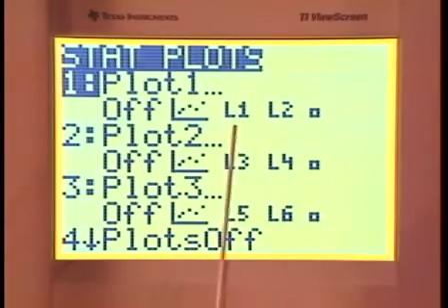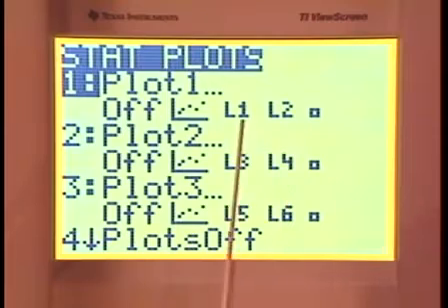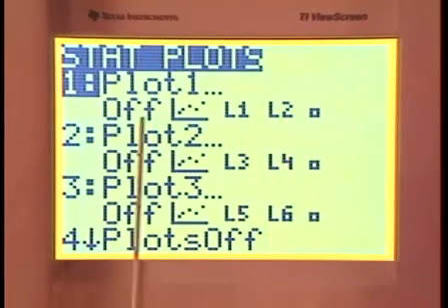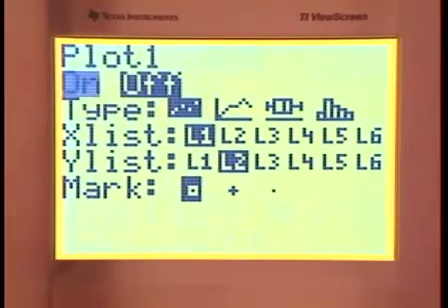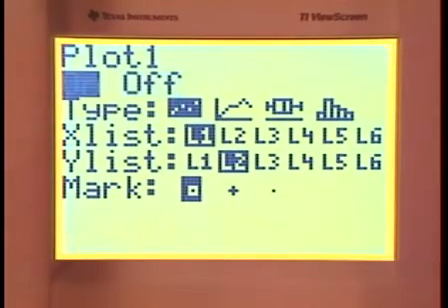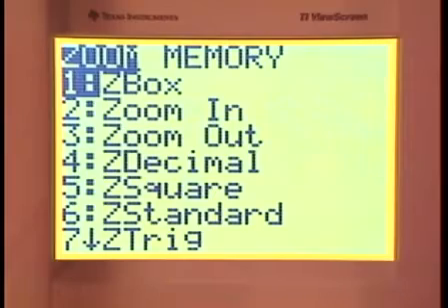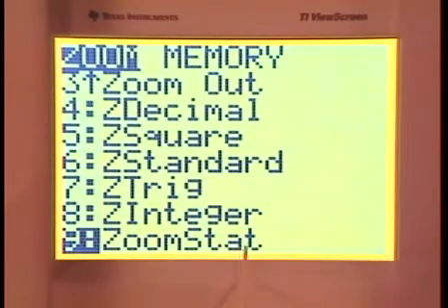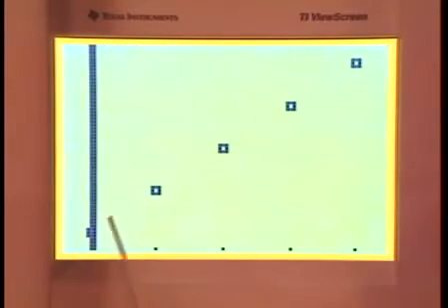We have L1 and L2 now full of numbers, so we want to plot L1 versus L2. We need to turn it on. By highlighting On, we've turned it on. We now go to Zoom. In number 9, we will revisit this very often, ZoomStat. We select that, and there are our points in the plane.